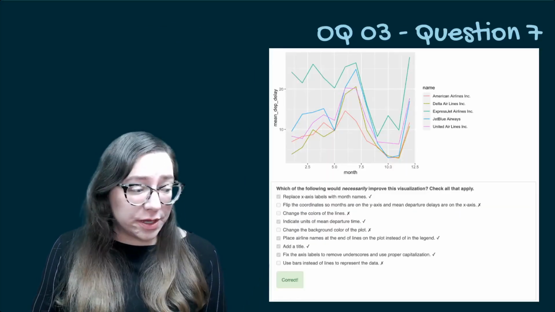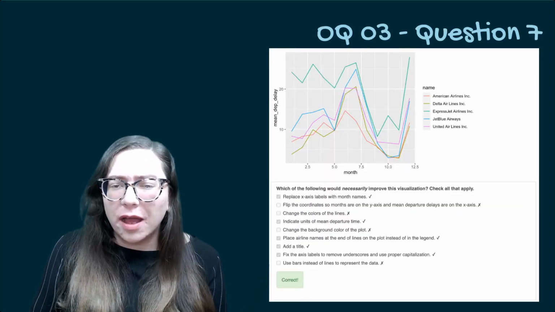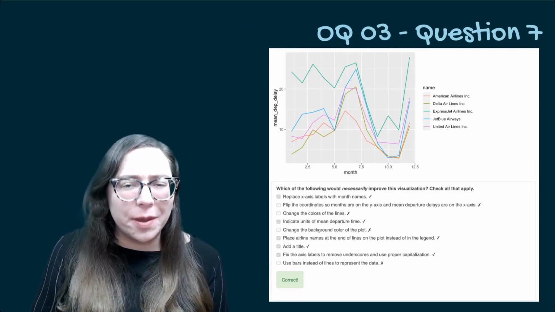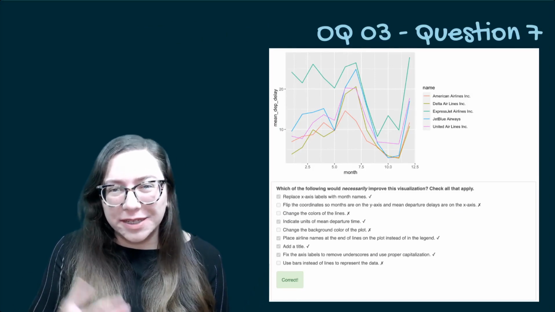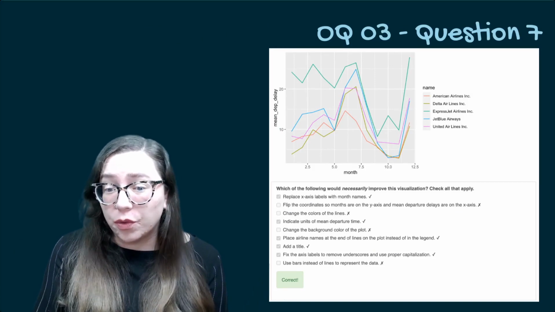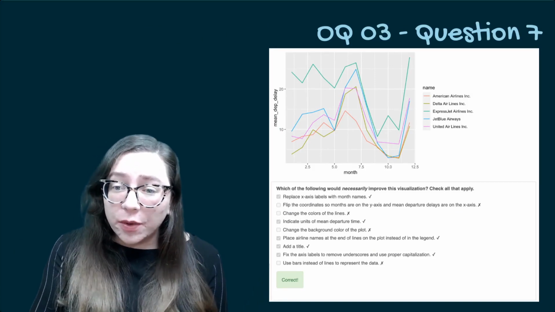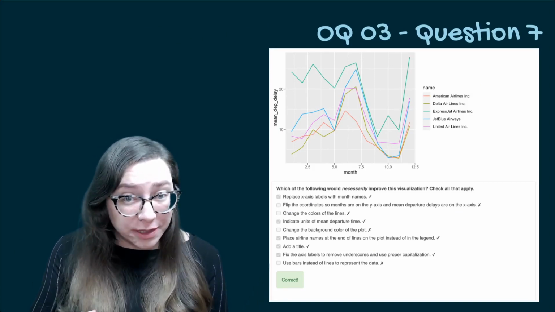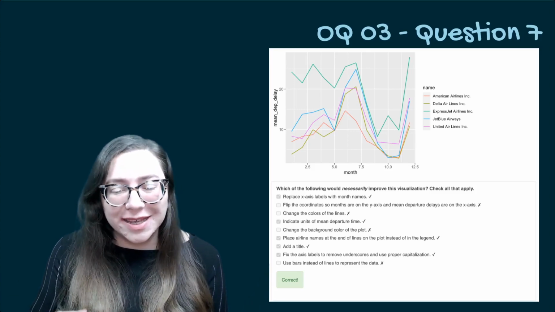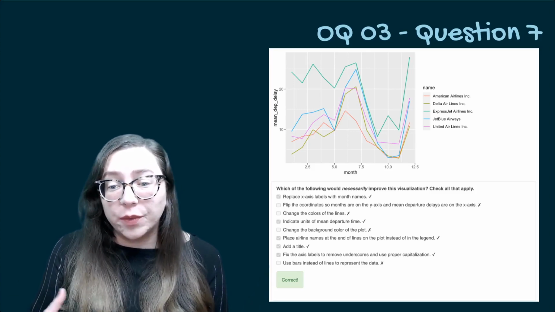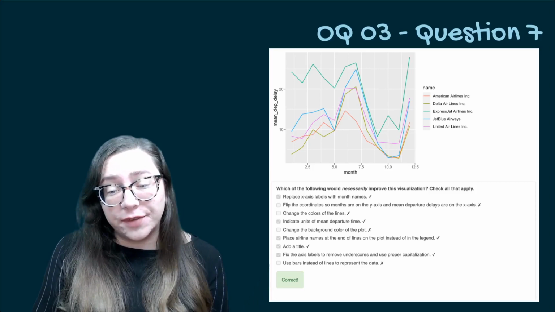There were also some questions from the quiz for last week, especially questions 7 and 8, that came up a lot among the comments that you left in the form. So I want to go through those real quick. Questions 7 and 8 were very similar to each other in the sense that we were asking which of the following would necessarily improve this visualization.